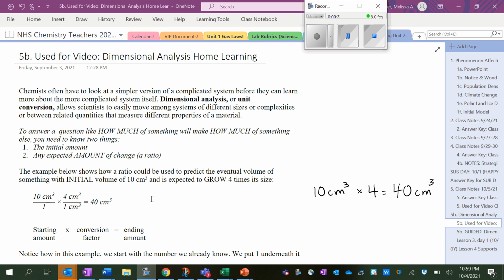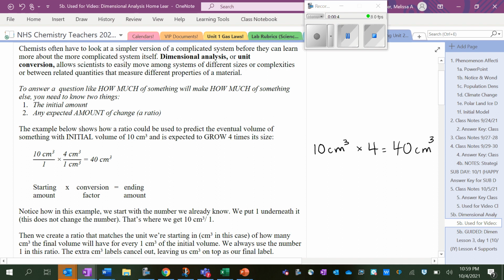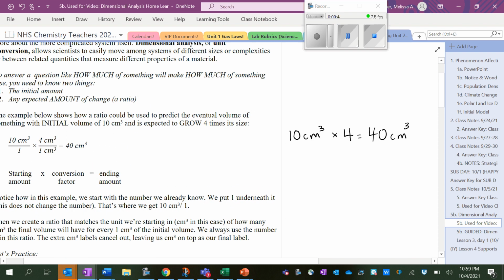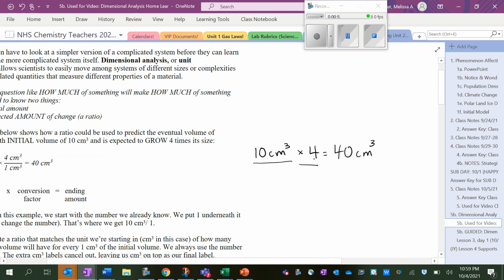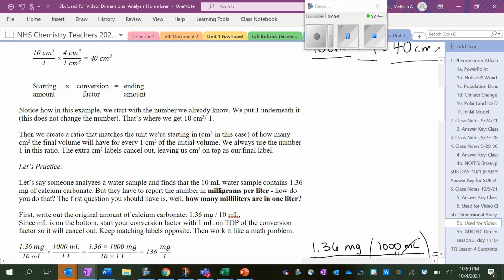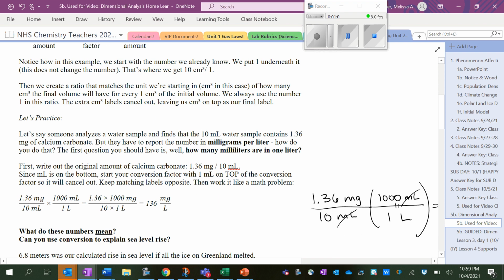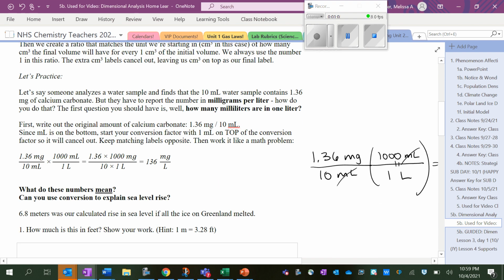Okay, so I like to dive straight into some examples. And honestly, I don't really like their first example here because really they're just saying, oh, what if you're starting with a volume of 10 centimeters cubed and it grows 4 times its size? Well, to me, it's like, okay, just times it by 4. Okay, something that would be a better example would be this.